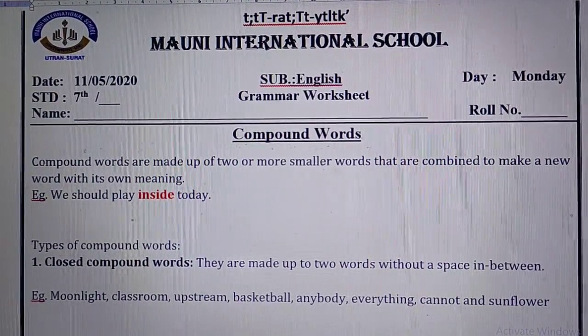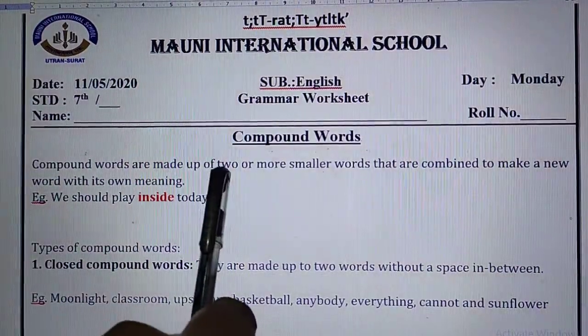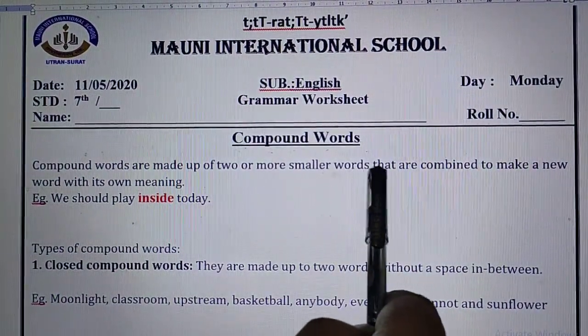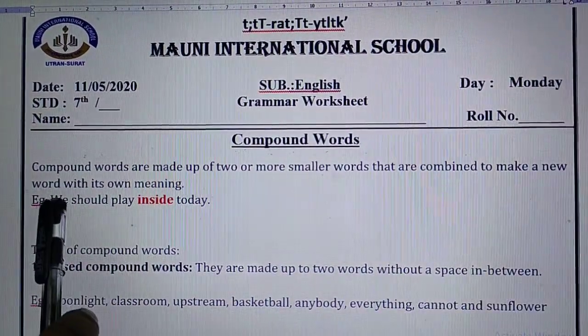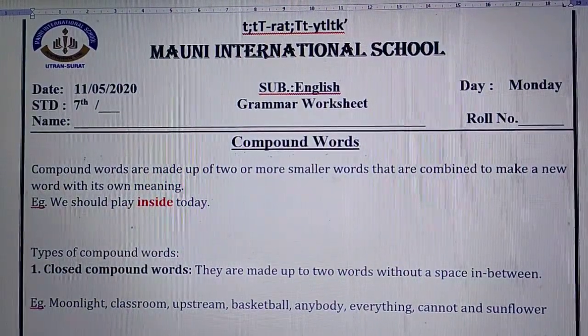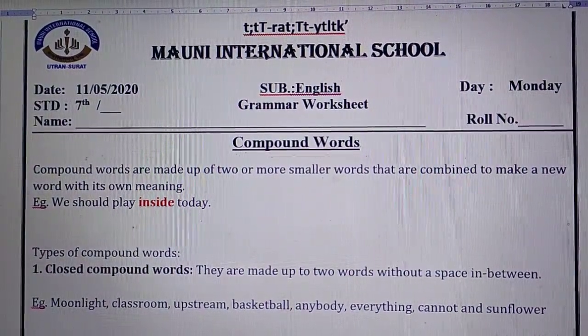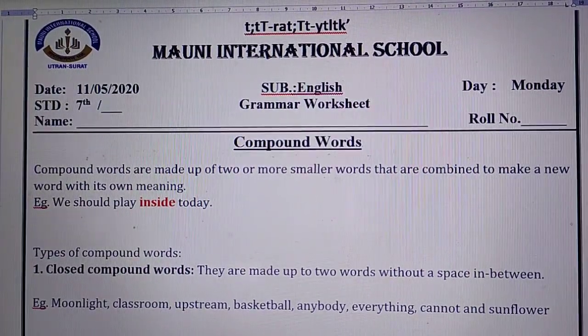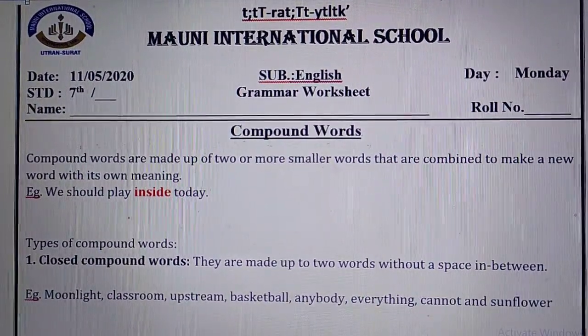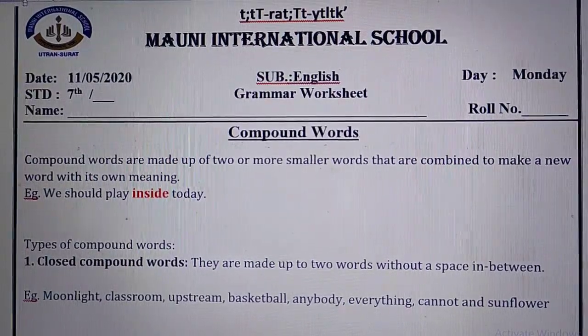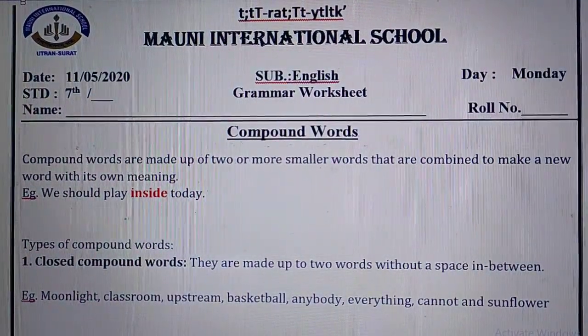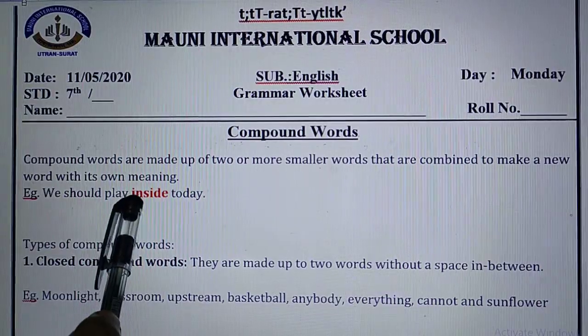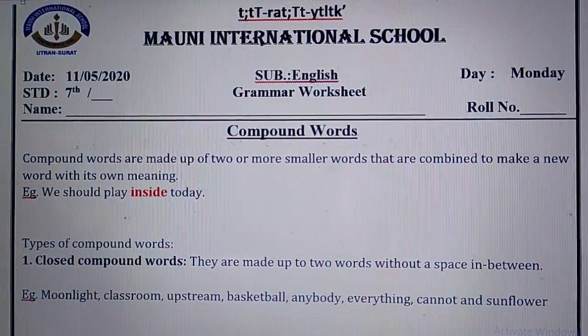Compound words are words made up of two or more smaller words that are combined to make a new word with its own meaning. So two words have different meanings, and when they are combined together they make a new word which has a different meaning on its own. Okay. We should play inside today. You can see it is made from in plus side.